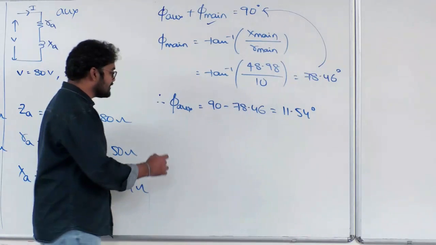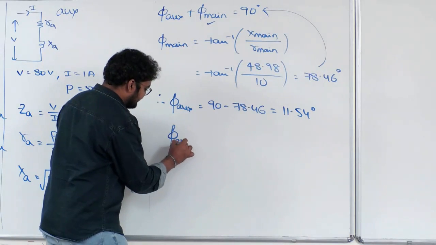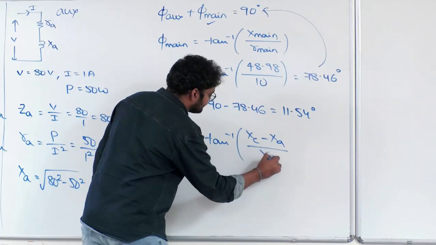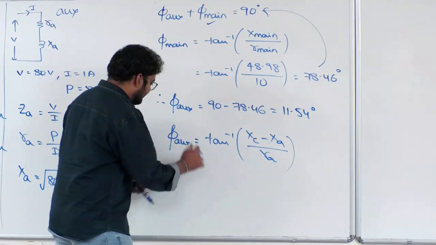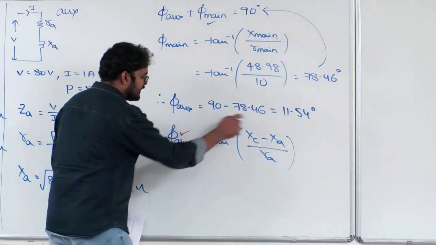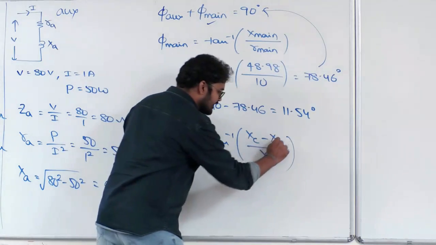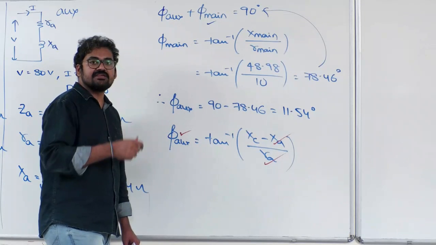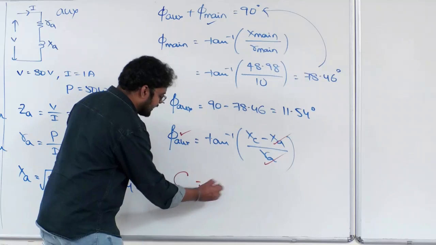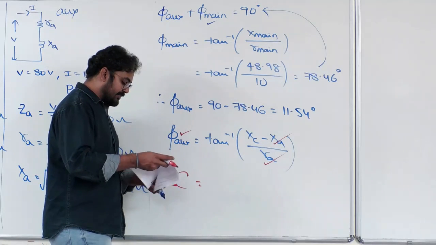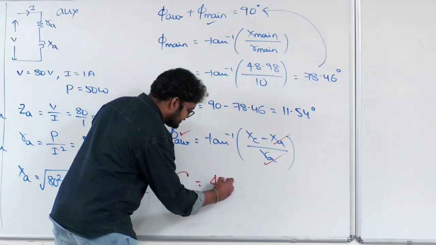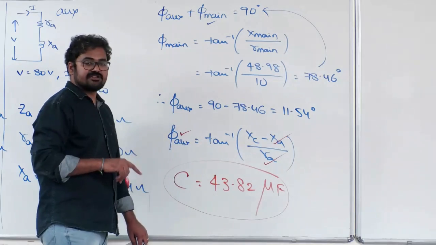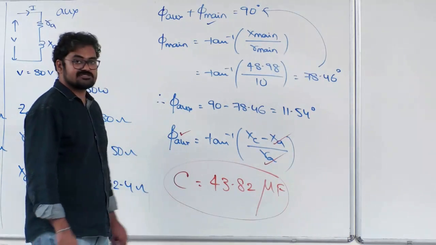What is the formula for phi auxiliary after adding the capacitor? Phi auxiliary is equal to tan inverse of XC minus X auxiliary by R auxiliary. Now phi auxiliary is already known, 11.54. X auxiliary is known, R auxiliary is known, so you will get XC. When you know XC, you can easily calculate the capacitance C value and complete your calculation. The capacitance value would have been 43.82 microfarads. I am leaving that calculation for you. Do it, you will get this much capacitance value.